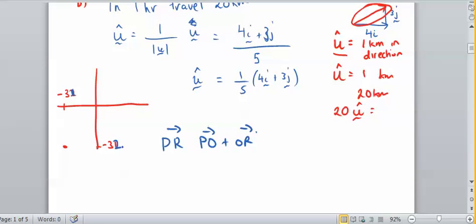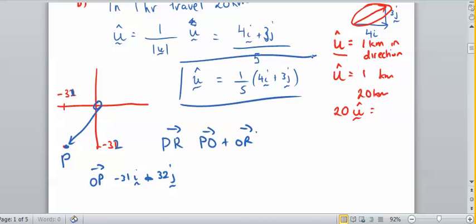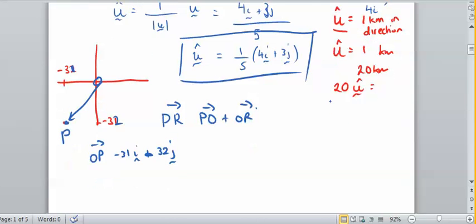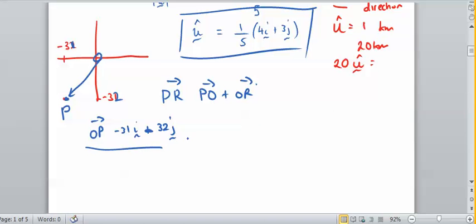And 32. So we're starting over here, and what's this point? This point is P. This point is O. Now we know what OP is, because OP is negative 31i plus negative 32j. Now, we don't want to go back to the origin though. We're going in this direction for 20 kilometres. So if we're going in that direction for 20 kilometres, what we need to do is add this component.